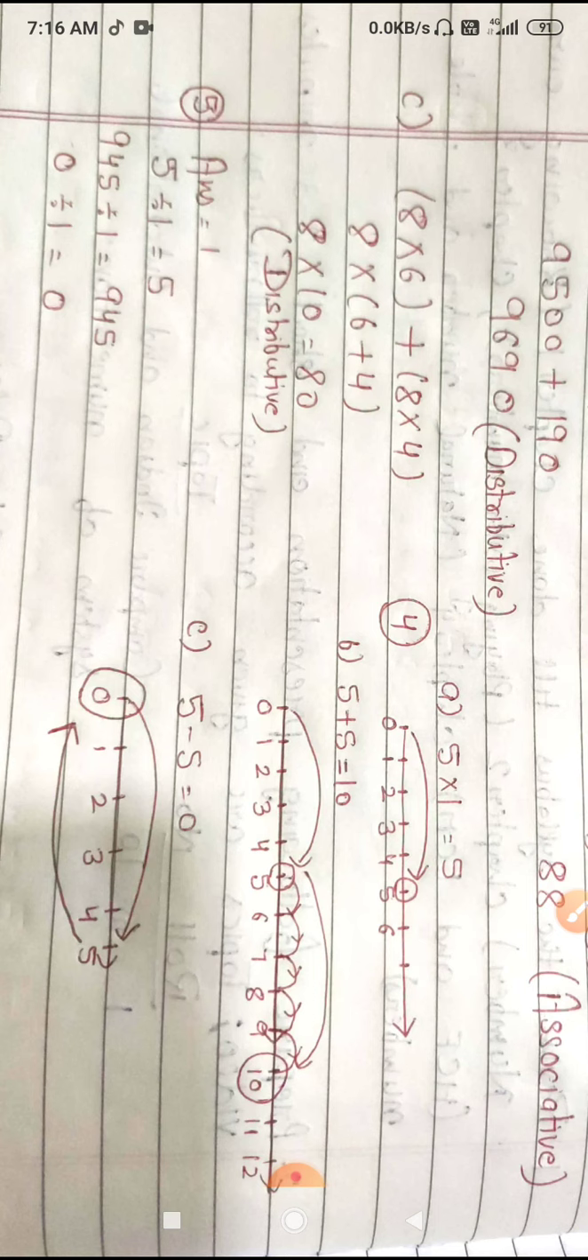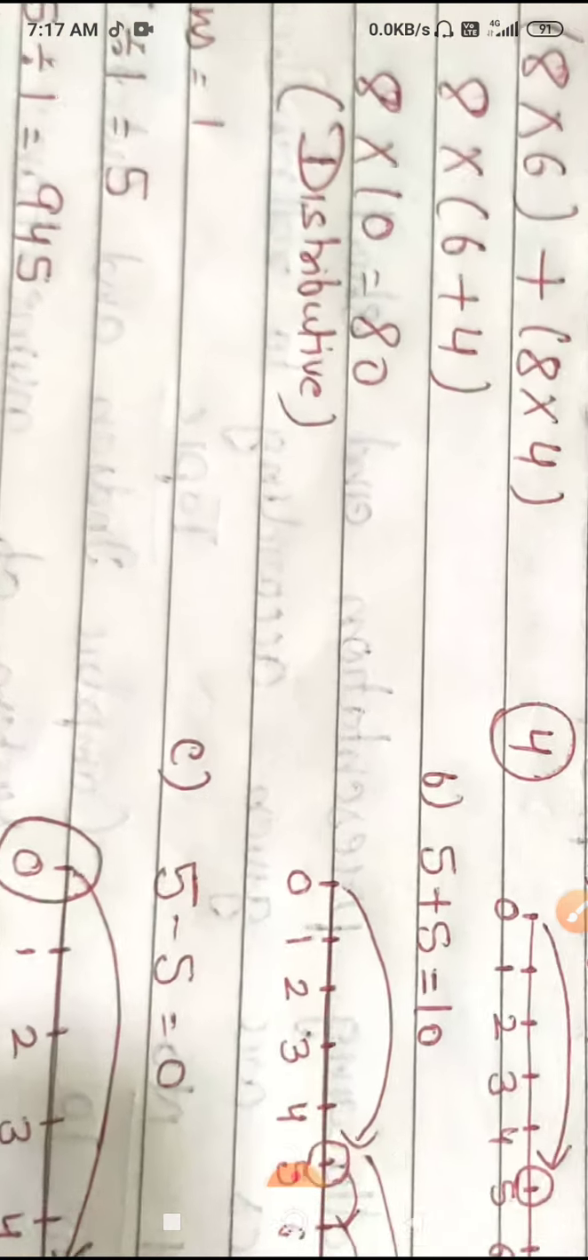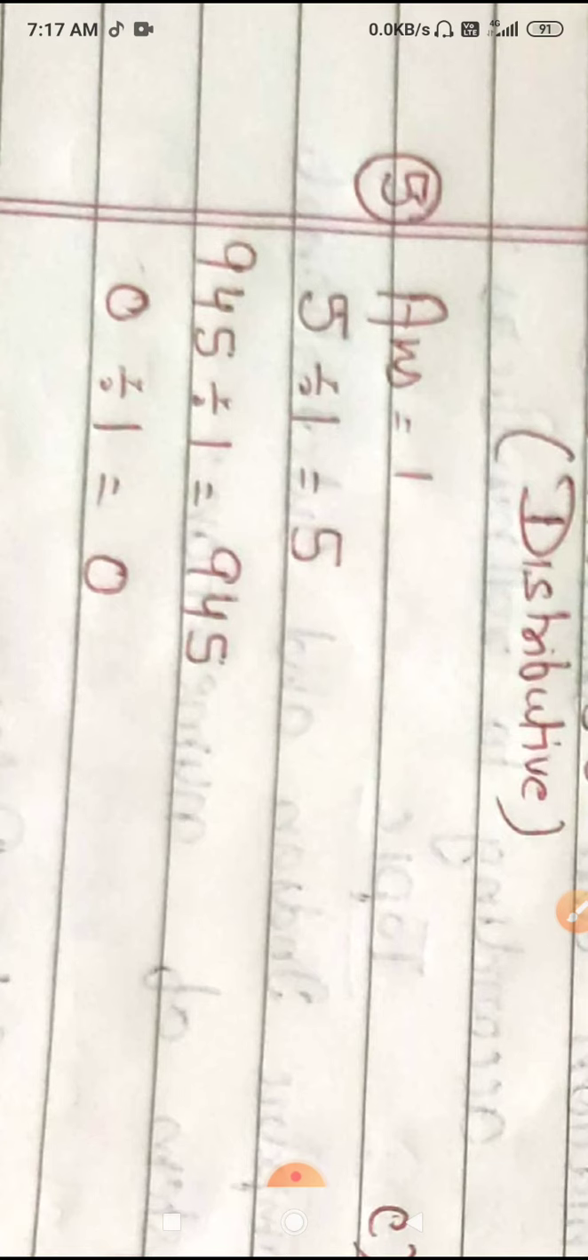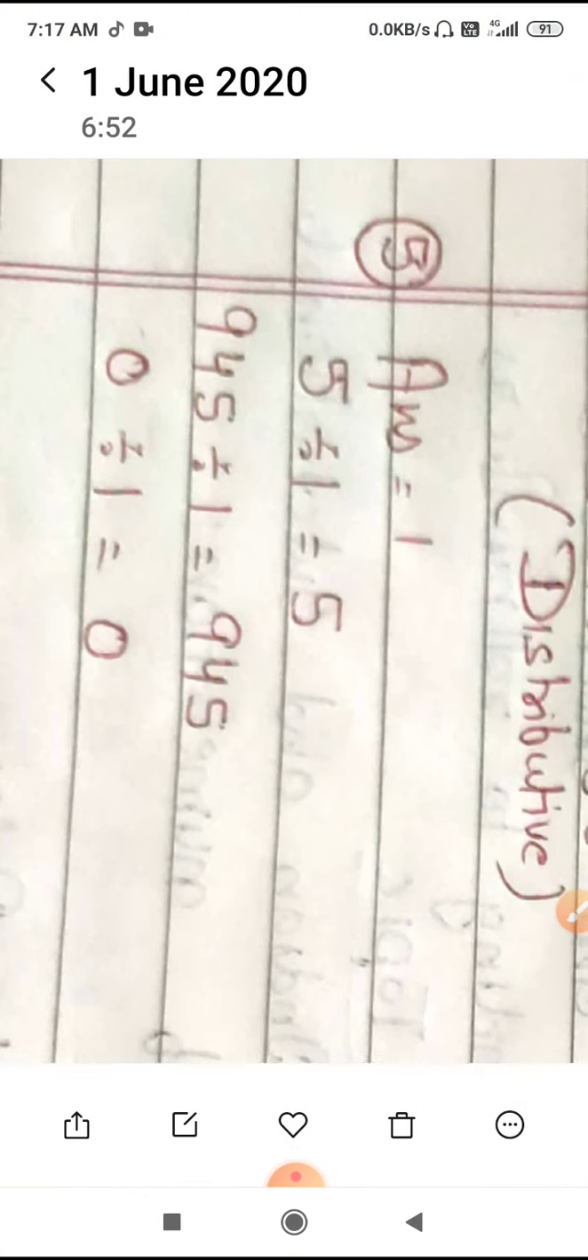Write a whole number that does not change after division by any number. If you divide by that number, you have to tell that number. If you divide any number by that, the answer will remain the same. That number is 1. Yes, here I have shown. If you divide 5 by 1, the answer is 5. 945 divided by 1, the answer is 945.